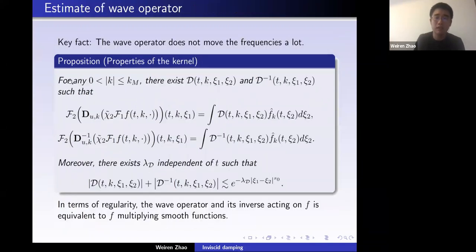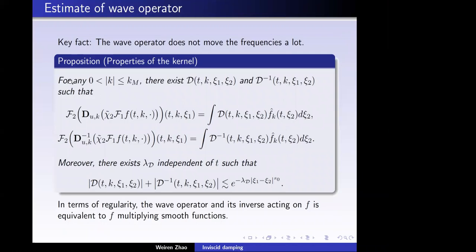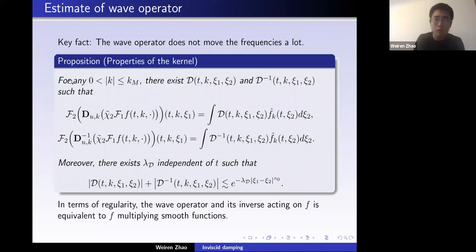The first one: by taking the Fourier transform, we have the kernel, and the kernel behaves like exponential lambda d. It means that the wave operator will not move the frequency. It just makes it larger or smaller, but it does not move the frequency a lot. This is quite important.